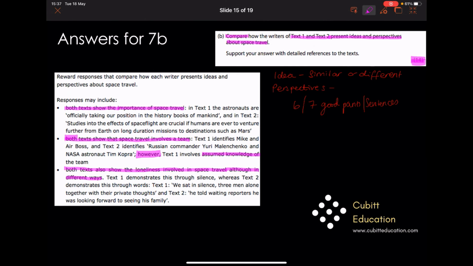You've compared the 2 texts. You've said what was involved, the loneliness that was involved in space travel, and then given examples as to how you know that.